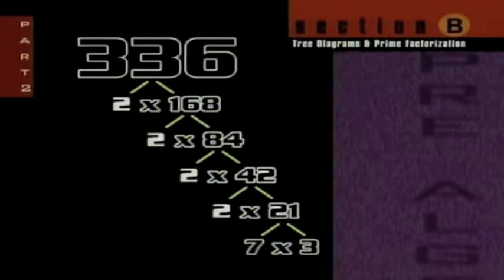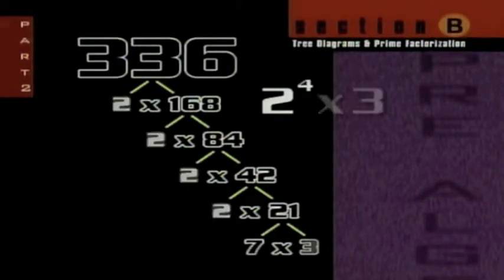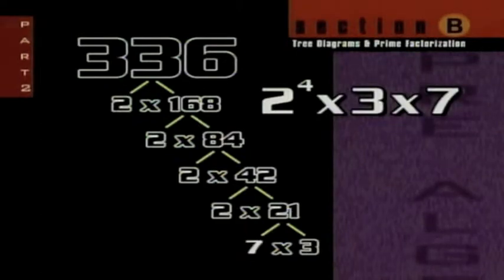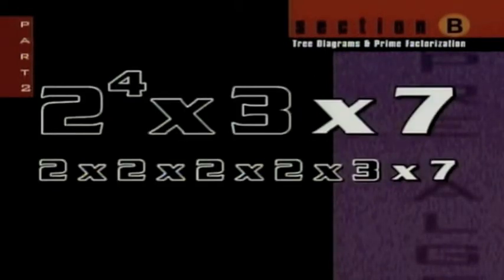You see all those 2's? We can't forget about them. They're still part of our prime factorization, so we gotta include all 4 of them in our answer. When we do, the ultimate prime factorization of 336 is 2 to the 4th power times 3 times 7. If we want to check our work, we can multiply this out to get 2 times 2 times 2 times 2 times 3 times 7 equals 336. Since our numbers equal 336, we know we did it correctly.